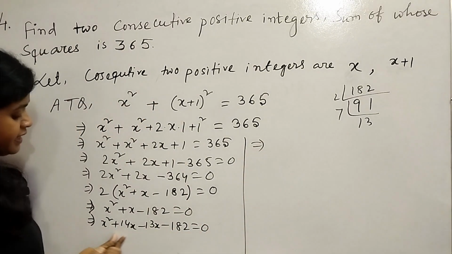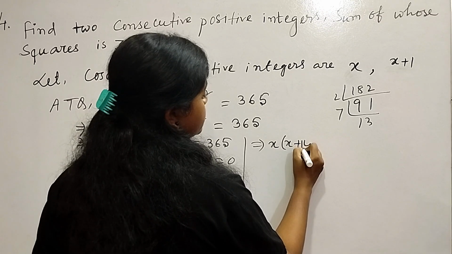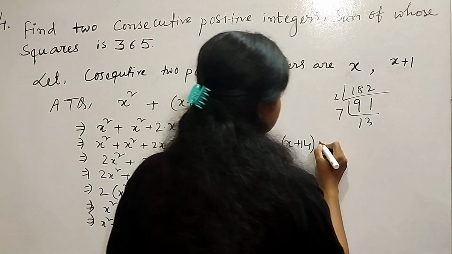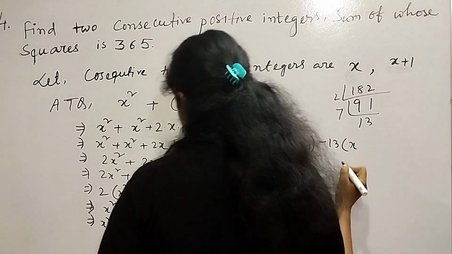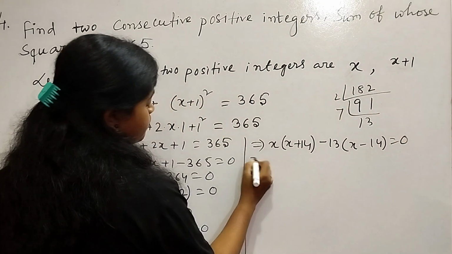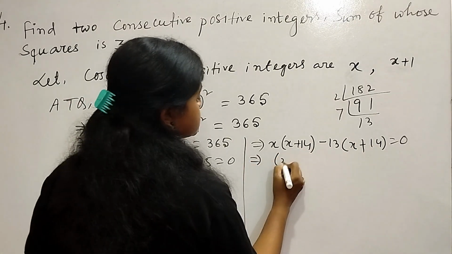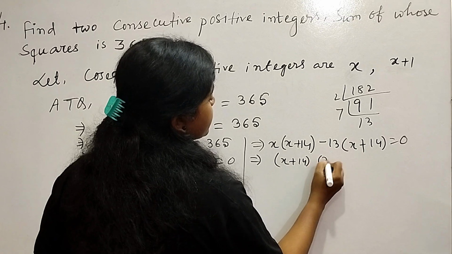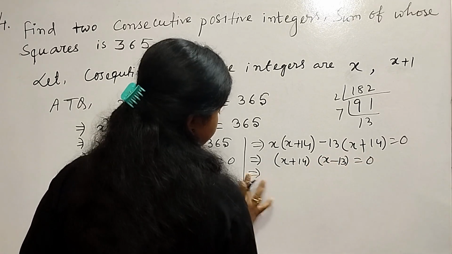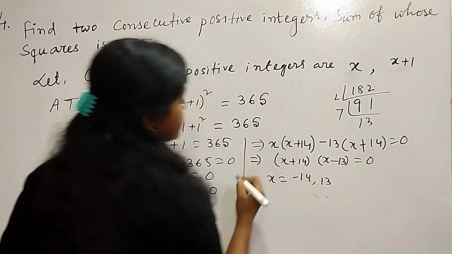So if I take common from these two terms, we will get x into x plus 14, and from these two terms we will get 13. So minus 13 into x plus 14 equals 0. So x plus 14 into x minus 13 are the factors, and from these two factors we will get x equals minus 14 and 13.